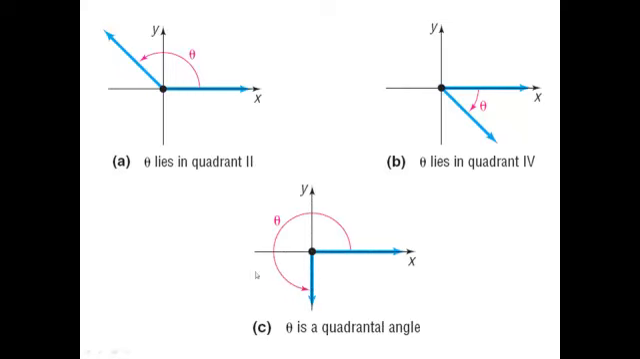Finally, when an angle coincides with one of the axes, we call that a quadrantal angle. So every time that the terminal side coincides with one of the axes, we call that a quadrantal angle.